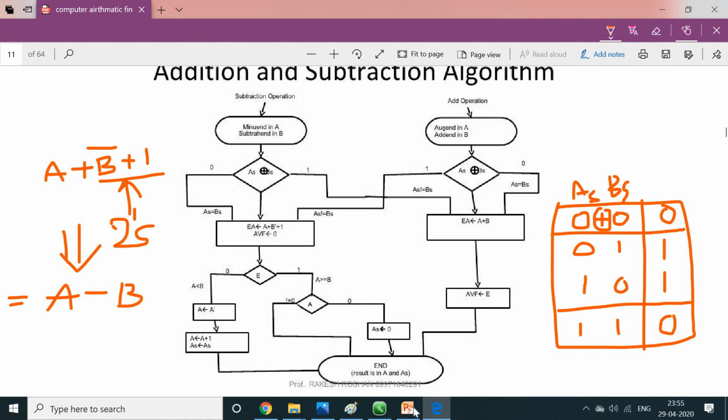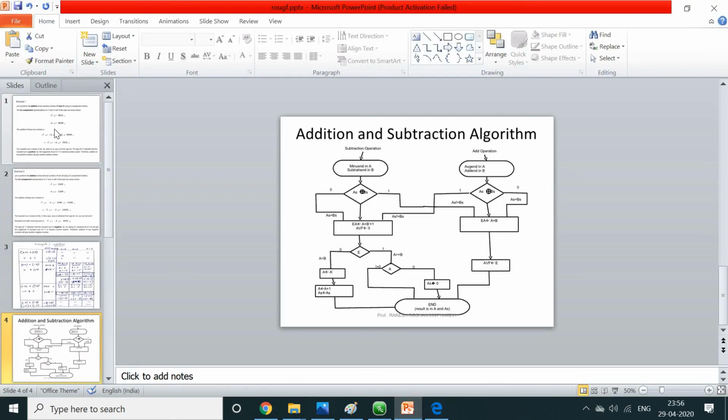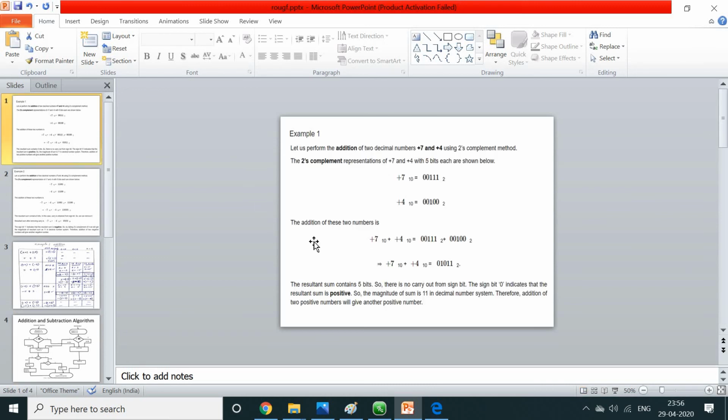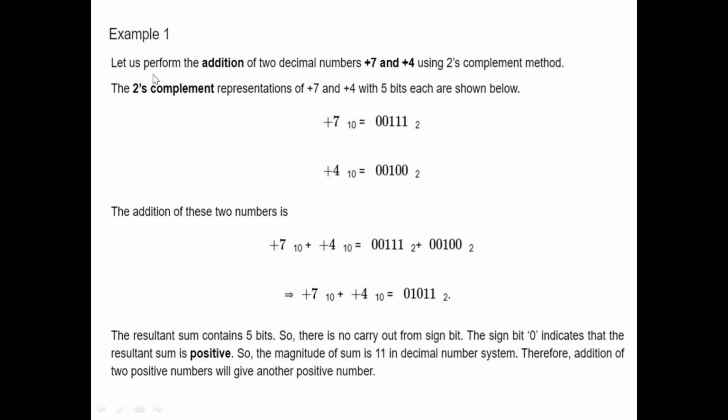For understanding the E bit representation, let us see one more small example. Example 1. Let us perform addition of two decimal numbers, both positive numbers, using the 2's complement method. In 2's complement representation, let us take plus 7 and plus 4 with 5 bits each. The length of this code is 5 bits each, as shown below. Plus 7 in binary equivalent with 5 bits is 0 0 1 1 1. Plus 4 in binary equivalent is 0 0 1 0 0.